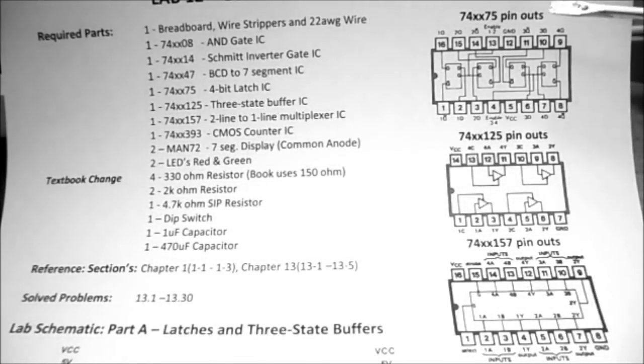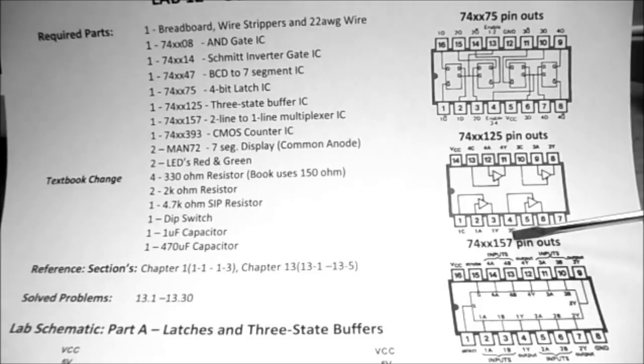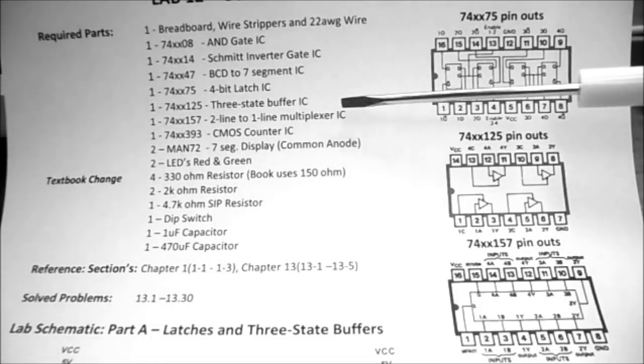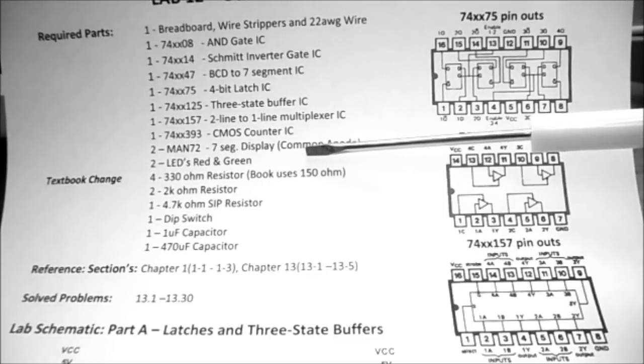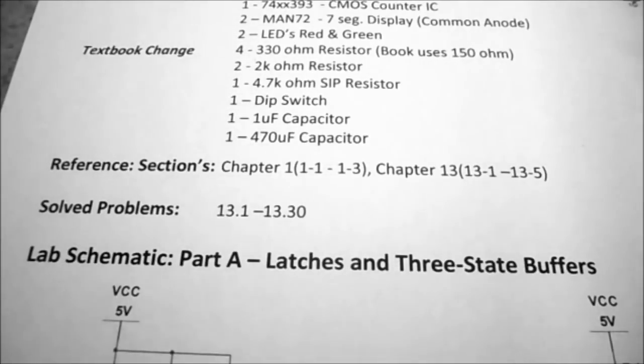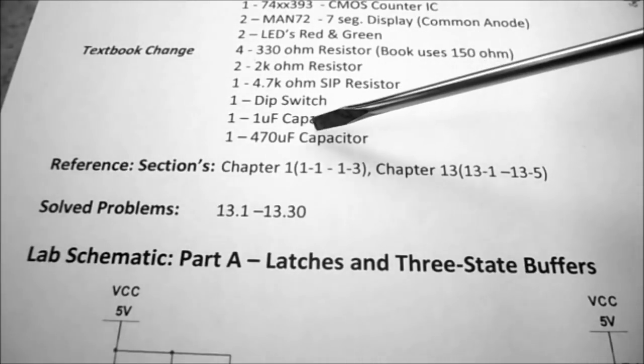As always, when I introduce you to a new IC, I give you the pinouts on that lab page. So the 7475, the 125, and the 157 pinouts are on this page. For the 7408, 14, 47, and 393, and the 7-segment displays, you're going to have to refer to your previous labs.